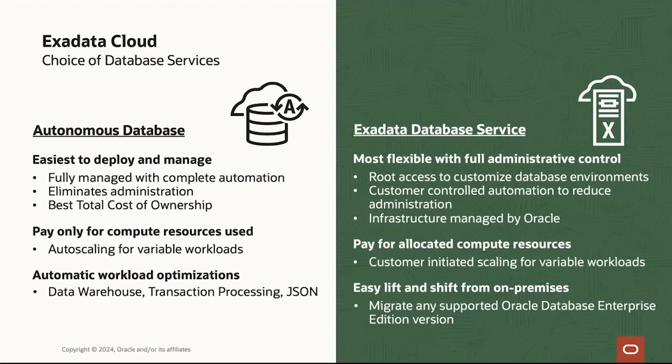With Autonomous Database, customers pay only for the compute resources used, and auto-scaling can be used for variable workloads to automatically scale the compute resources up and down as needed. And with Exadata Database Service, customers pay for the compute resources they allocate, and it can also scale those allocated resources as needed. It's really ideal for migrating any supported on-premise Oracle Database Enterprise Edition version to Exadata Cloud with no changes.